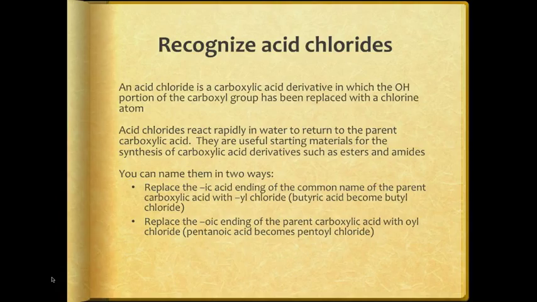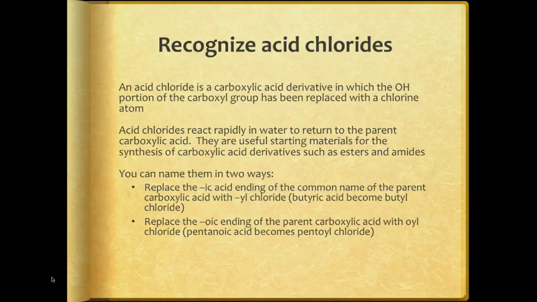Let's look first at acid chlorides. An acid chloride is a carboxylic acid derivative in which the OH portion of the carboxyl group has been replaced with a chlorine atom. Remember the halogens, remember their strong electronegativity. Acid chlorides react rapidly in water to return to the parent carboxylic acid. They are useful starting materials for the synthesis of such things as esters and amides.